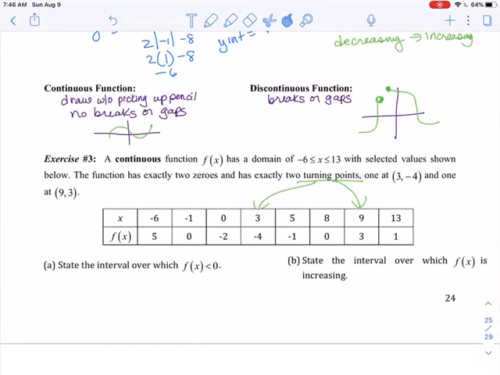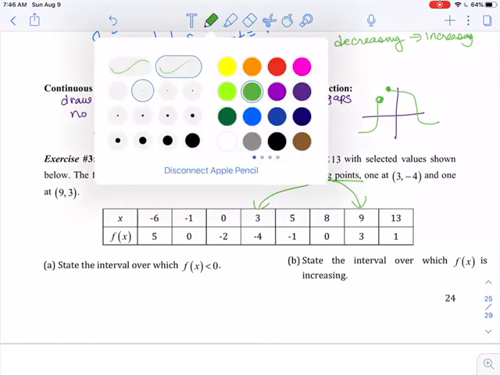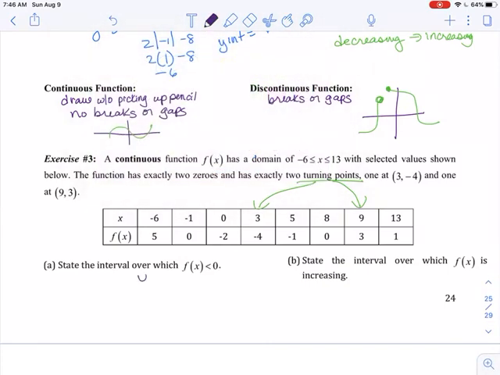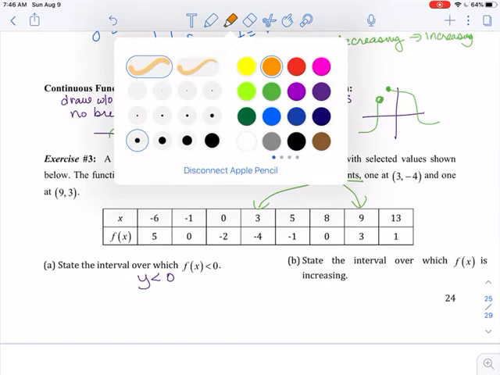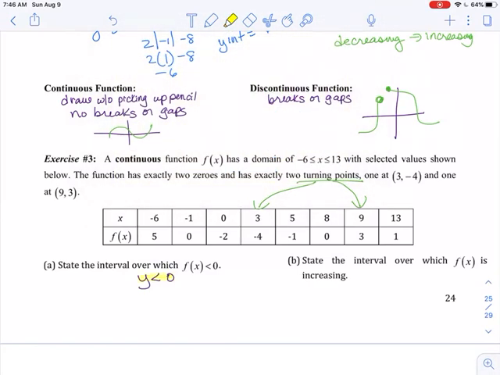State the interval over which f of x is less than 0. So basically, I'm looking to see where my y is less than 0. And here it is less than 0. Let's maybe highlight it for us. So I'm looking for what f of x or y is less than 0. It's less than 0 right here, here, and here, all the way up to here, but not including the 0, so less than 0 all the way up to there. So now I'm going to peek at those x values.